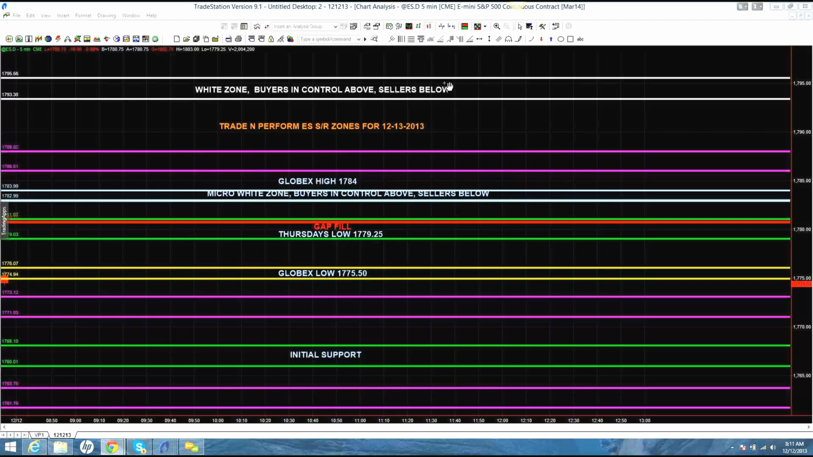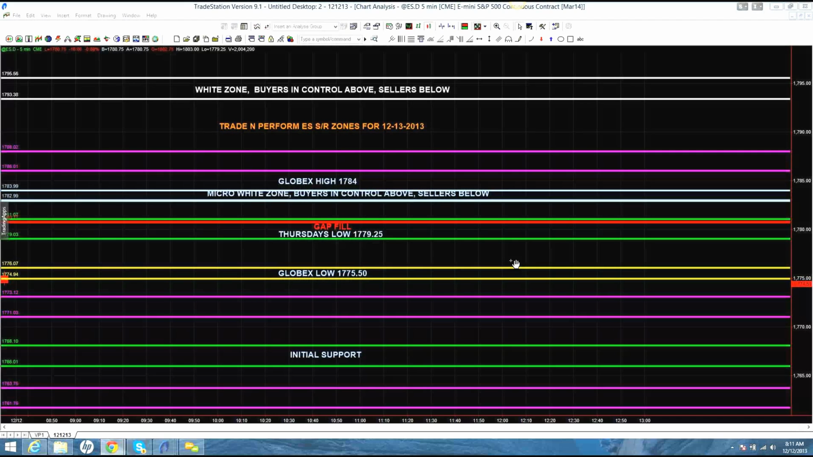We had a really wide range yesterday, and we normally don't have wide ranges except on days where we have long liquidation or range extension. And we definitely had a long liquidation yesterday, and it was as if there were no buyers below. That's what happens when you get a quick, nasty market correction.